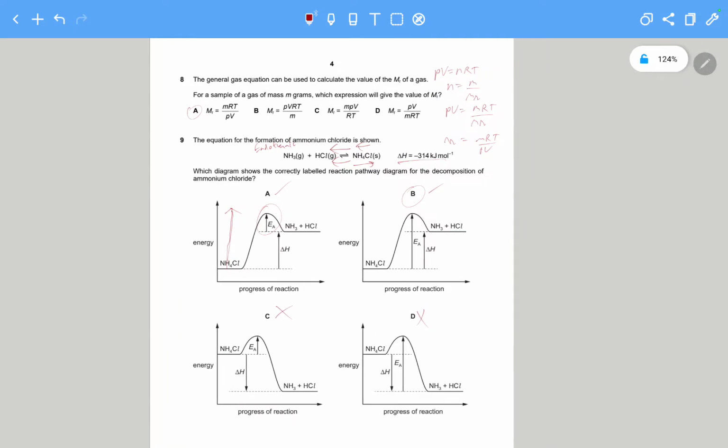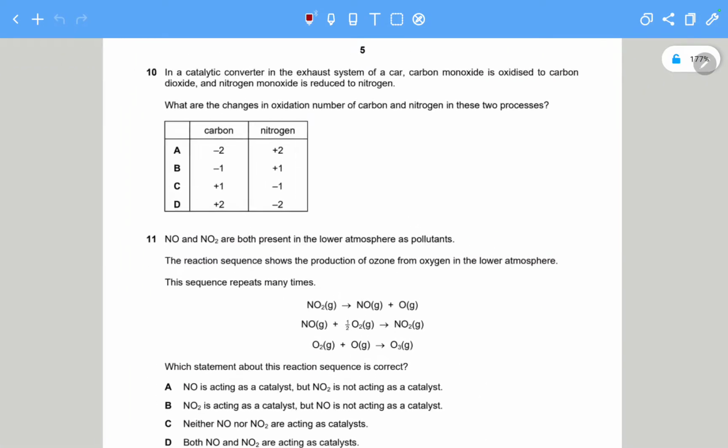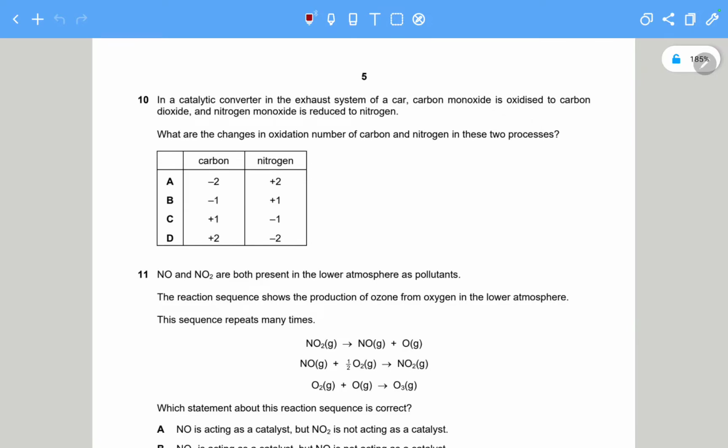Now let's move on to question 10. In a catalytic converter in the exhaust system of a car, carbon monoxide is oxidized to carbon dioxide and nitrogen monoxide is reduced to nitrogen. What are the changes in oxidation number of carbon and nitrogen in these two processes?